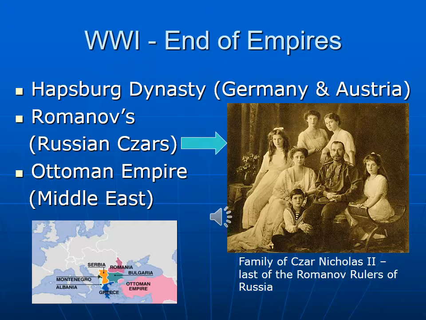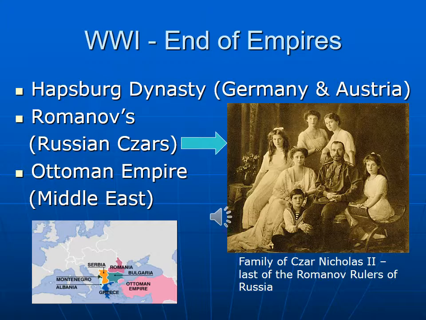Okay, so another result of World War I was the end of the empire. The Habsburg dynasty, which ruled the Austro-Hungarian Empire, they were done. The Romanovs that ruled Russia, there was a Russian Revolution. The communists took over and murdered the Russian royal family. And then obviously the Ottoman Empire in the Middle East wound up having to be broken up as well.